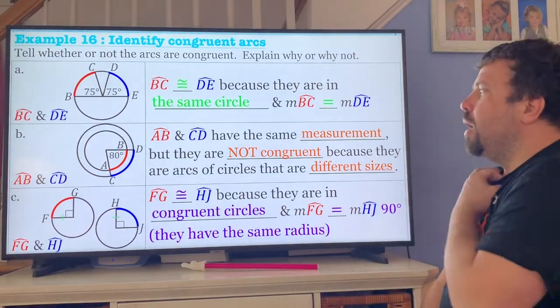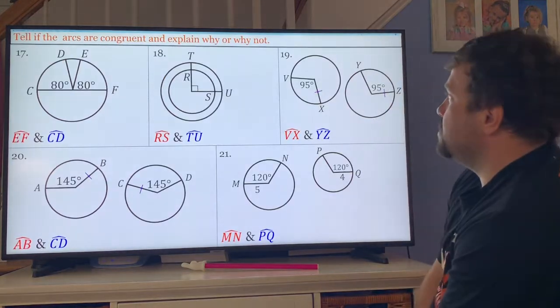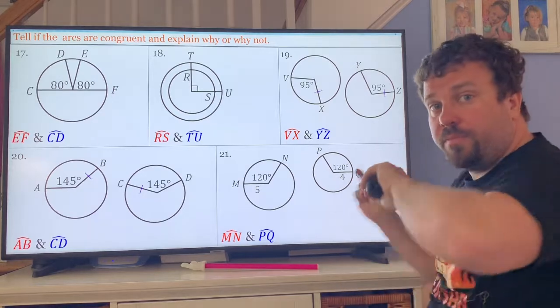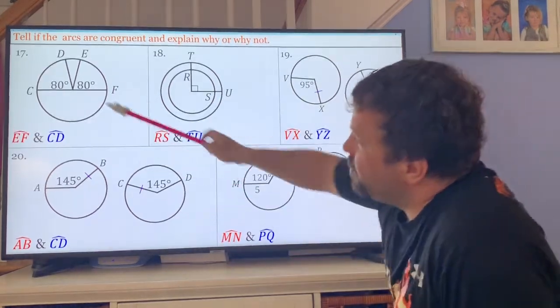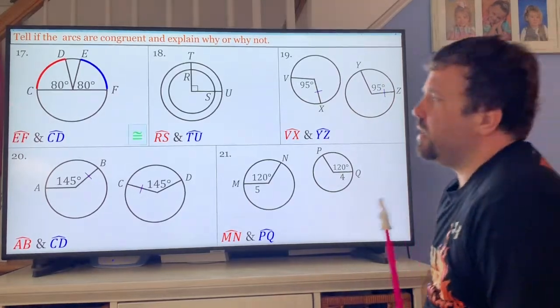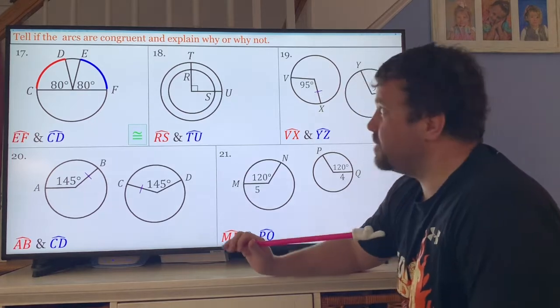All right? Now you're going to try some examples on your own. I want you guys to try 17 through 21. Go. All right, time to go over them. Now, the answer you should have got was, yell it out, congruent. Let's see why. Because the angle measurements are the same and they're in the same circle.